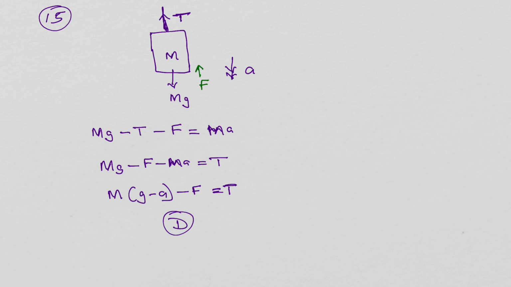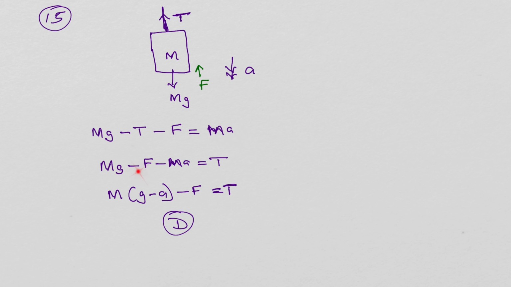Question 15. A lift of mass m is suspended by a cable. The lift descends with a downward acceleration a. A frictional force F acts on the lift. What is the tension in the cable? The weight of the lift, mg, is the leading force, and this is indicated by the acceleration. Therefore, we have to start with mg, minus the tension, because tension is pulling it back, and minus friction, which is also pulling it back, equals ma.